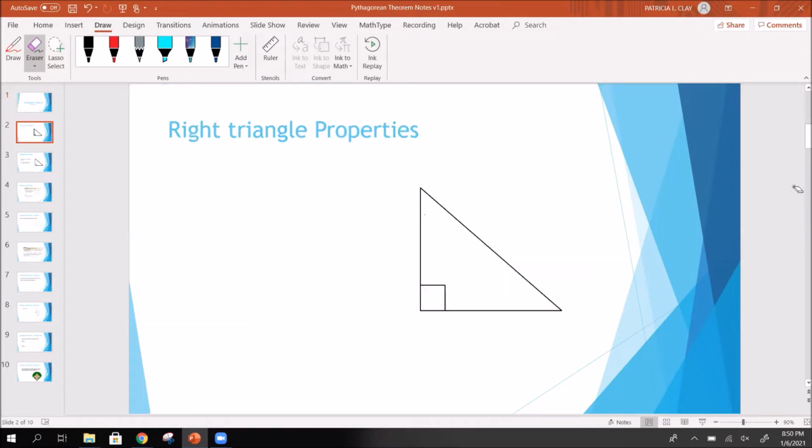Today we'll be starting a new unit, and we'll be discussing the Pythagorean theorem. So let's first refresh some of our thoughts about right triangles. A triangle that has one right angle is considered a right triangle. It has to have a 90-degree angle. It's usually shown by this box right here.